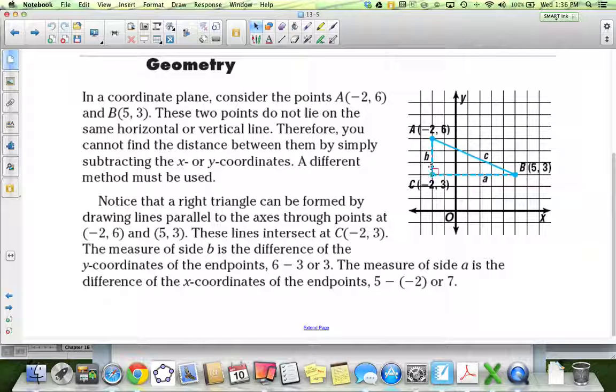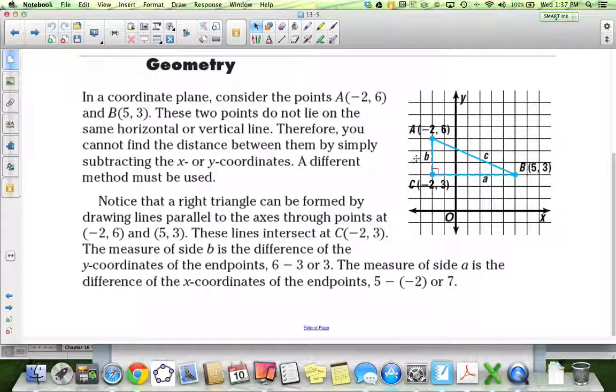In order to find the distance B and the distance A, this is what we need to do. To find distance B, we need to subtract the 2 y coordinates. It only makes sense: 6 minus 3 will give us distance B. In order to find side A, we need to subtract 5 minus -2, the x coordinates this time. To find this length, we take this x coordinate and this x coordinate and get the difference, which is 7.